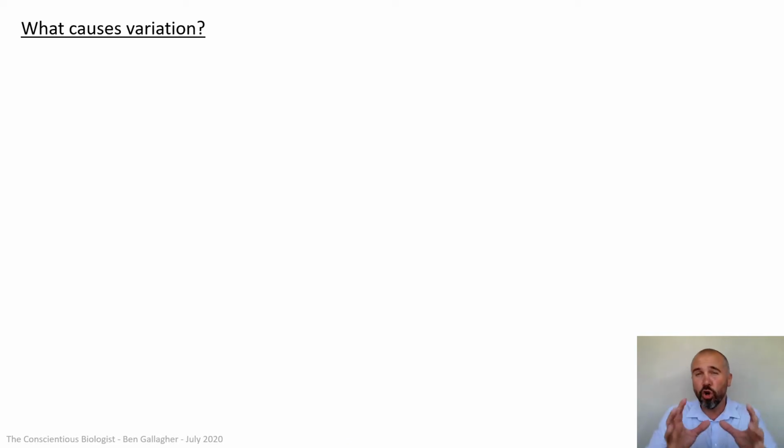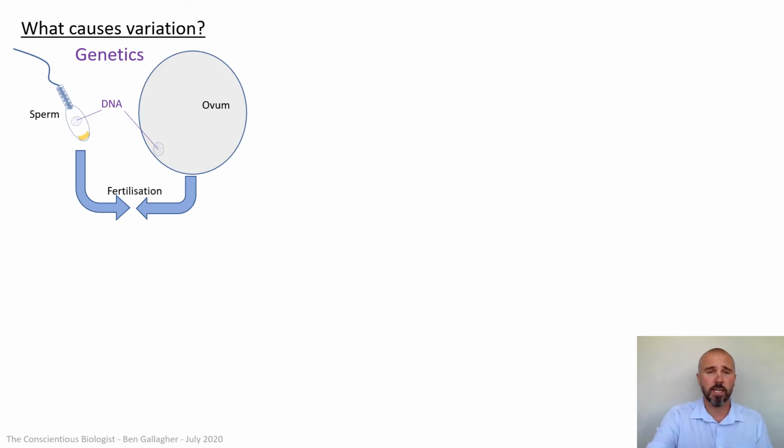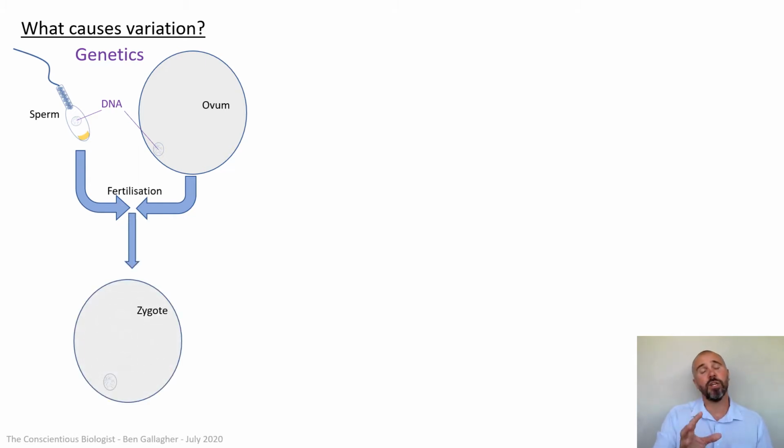So let's look at what causes that variation. Now, one of the major causes of variation is genetics. So if we think about where someone comes from, we're talking about a sperm and an egg, and within those 2 cells there's a nucleus containing DNA. That's 50% of the DNA from the father in the sperm, 50% of the DNA from the mother in the egg. When those 2 come together at fertilization, they're going to form a zygote cell. That zygote is the fertilized egg that contains 100% of genetic information now.